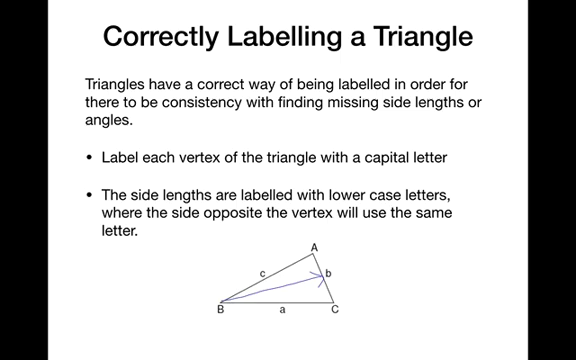Okay, so with labeling triangles, what you do is you label each vertex of the triangle with a capital letter, right? So you see here it's A, B, C, right? And these would be the angles. So this angle in here, that's angle A. This angle here, that's angle B. This angle here, that's angle C.